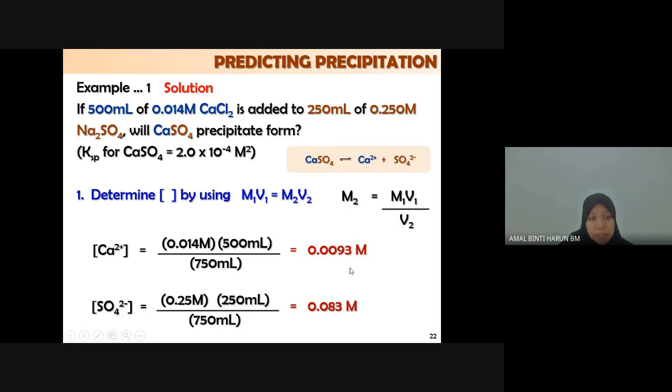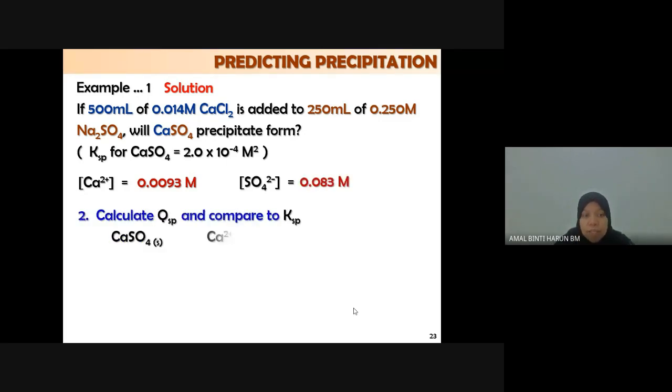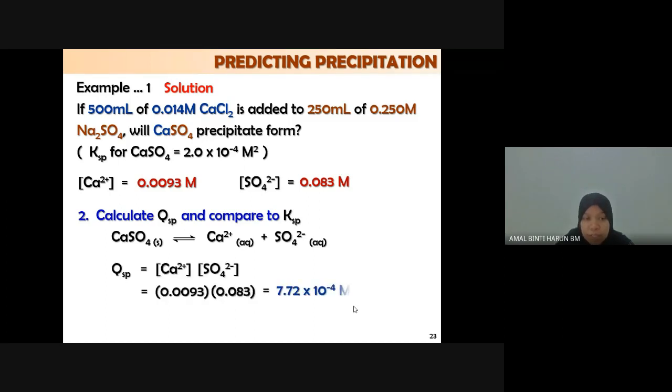So concentration calcium 2 plus 0.0093 and sulfate ion is 0.083 molar. Okay, dah dapat concentration diorang ni. Ni bukan concentration at equilibrium ke apa. Kita ambil sewaktu itu saja yang dia ada. Okay, and then kita substitute dalam QSP expression. So our QSP is 7.72 exponent negative 4. Unit abaikan. Lepas tu, compare dengan KSP.